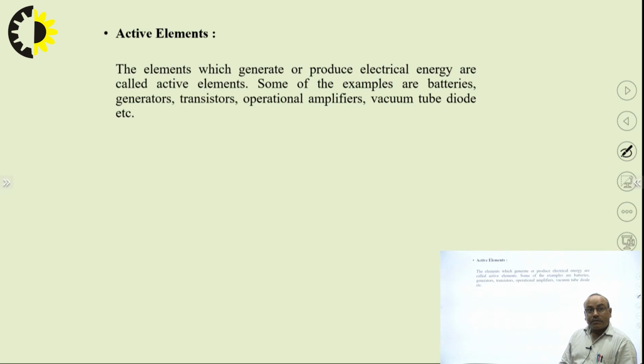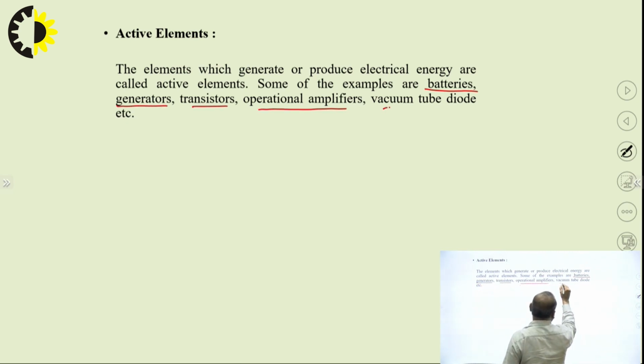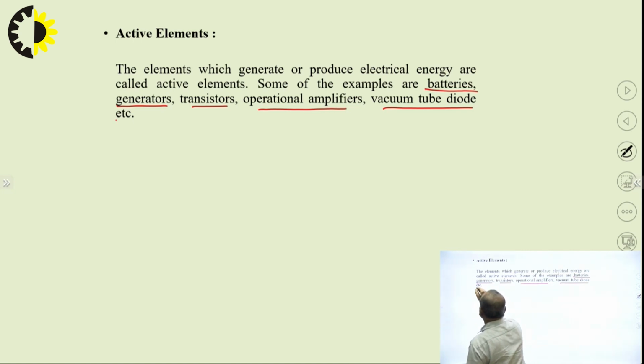Next we have another category, active elements. These are the elements responsible for generation or production of electrical energy in the circuit, so they are known as active elements. Examples are batteries, generators, transistors, operational amplifiers, and vacuum tube diodes. All these are examples of active elements.